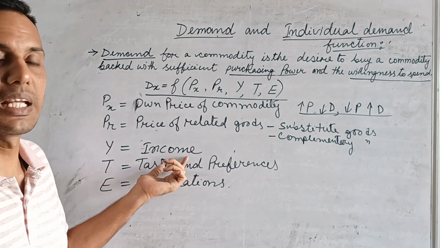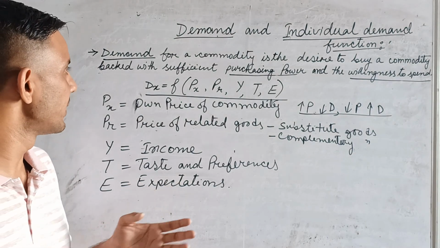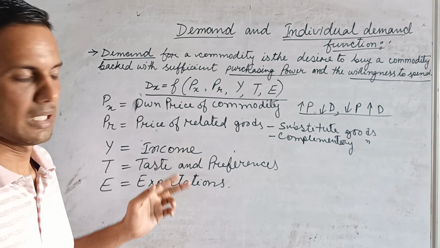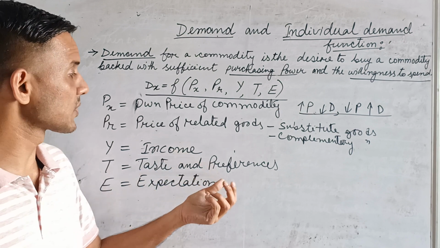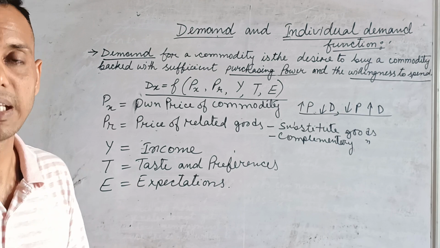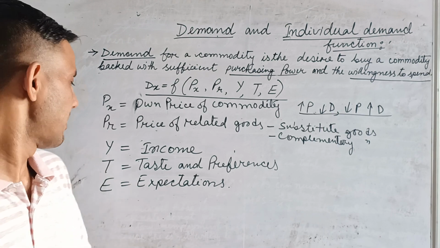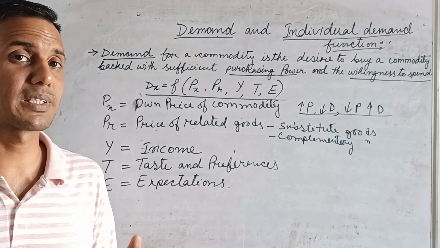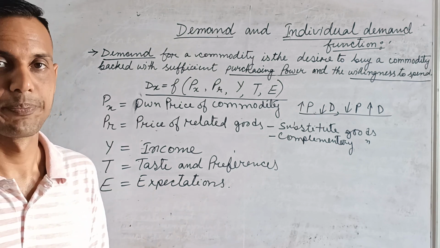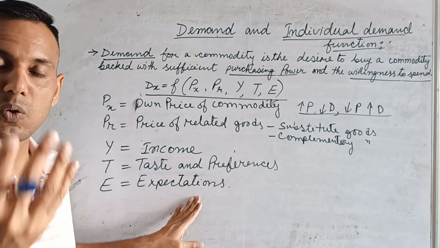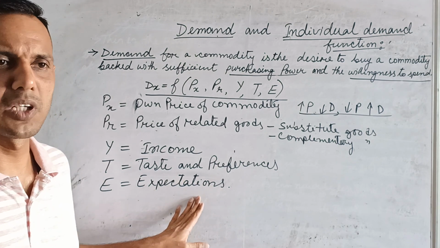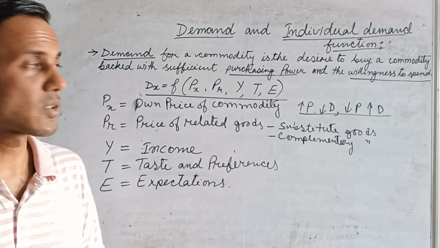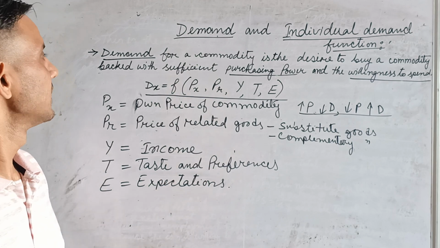Then income: obviously there is a positive relationship between demand and income. More income, more demand; less income, less demand. Taste and preferences: if your taste and preferences change, it can also determine your demand. And the last is expectations. For example, if you expect that in future you will not be able to get this product, then you will buy more. Or if you expect that in future the price of this product is going to fall, then you will not buy. So these are the determinants of demand.